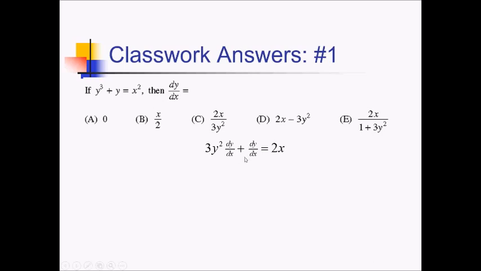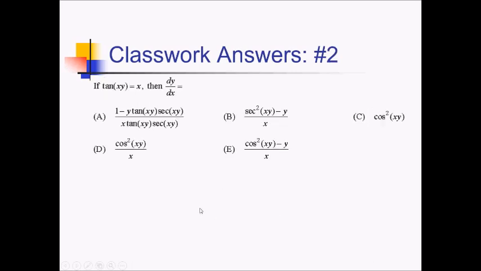Now, all the dy over dx's are on one side, so that kind of saves us the trouble on that next step. We just have to factor out a dy over dx to isolate it. So that'll leave us with 3y squared plus 1 inside of parentheses. And then dividing all that by 2x, we've got 2x over 3y squared plus 1, which gives us answer choice E.